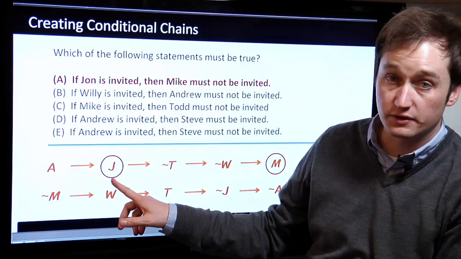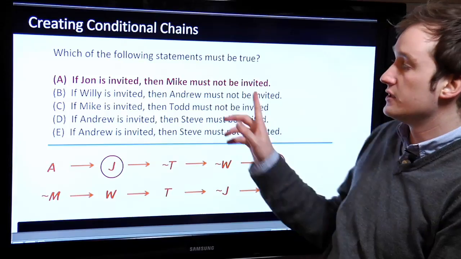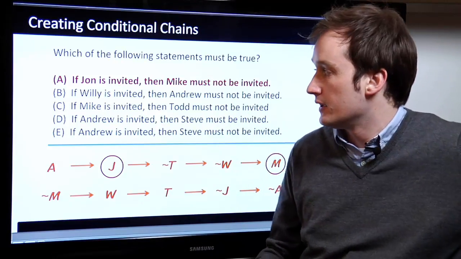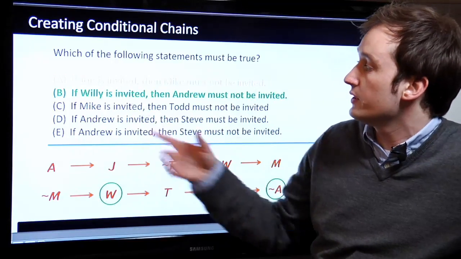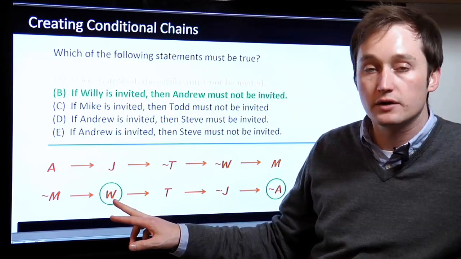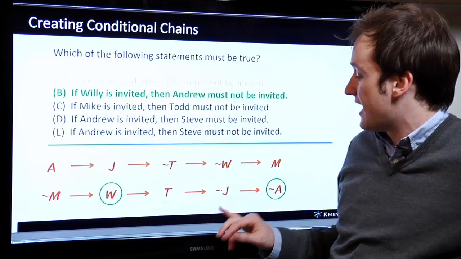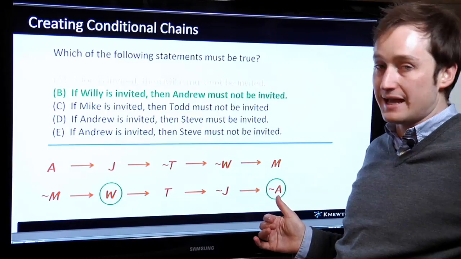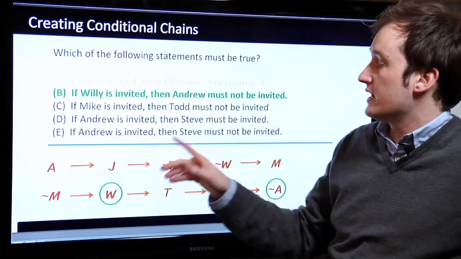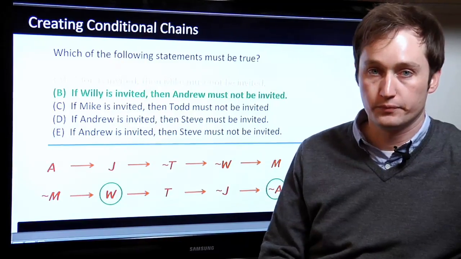Well, here in my first logical chain, John is invited, and it means that Mike must be invited, so A cannot be true. In the second answer, if Willie is invited, then Andrew must not be invited. We find that answer here in our second conditional chain. If I have Willie, I have to have Todd, I can't have John, and I can't have Andrew. So if Willie is invited, Andrew must not be invited, and that is true.